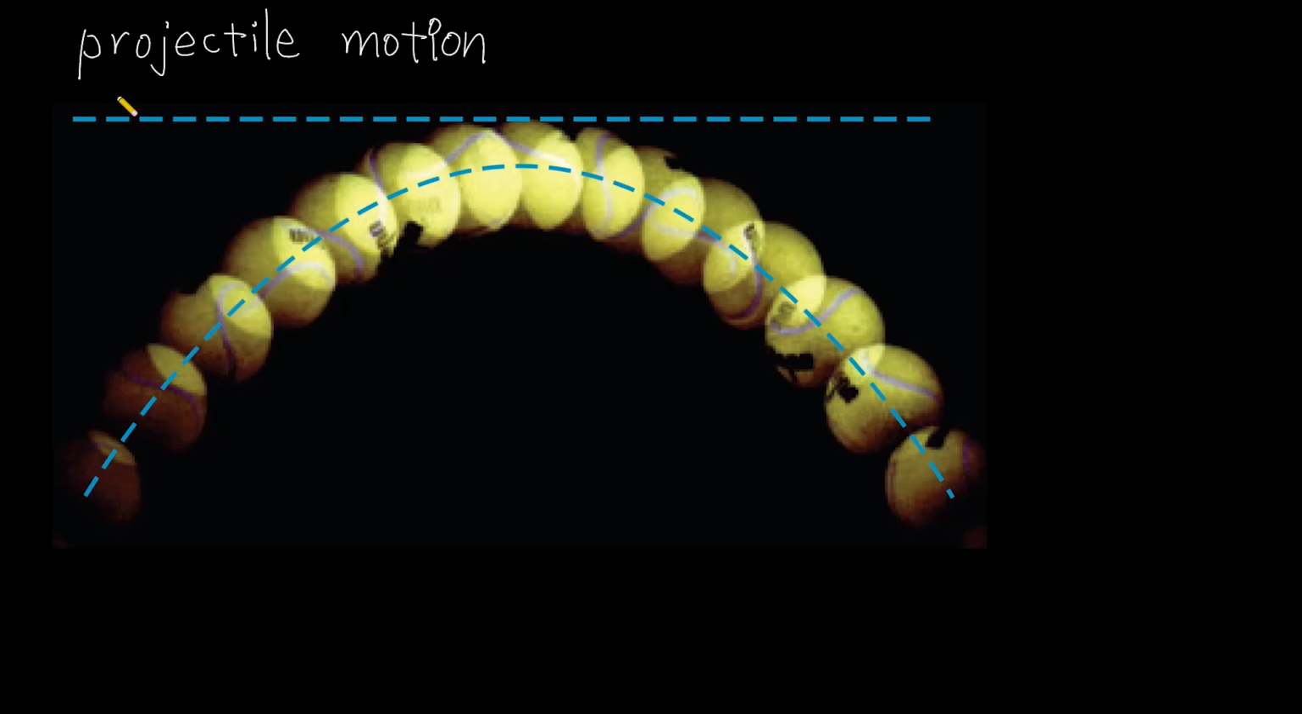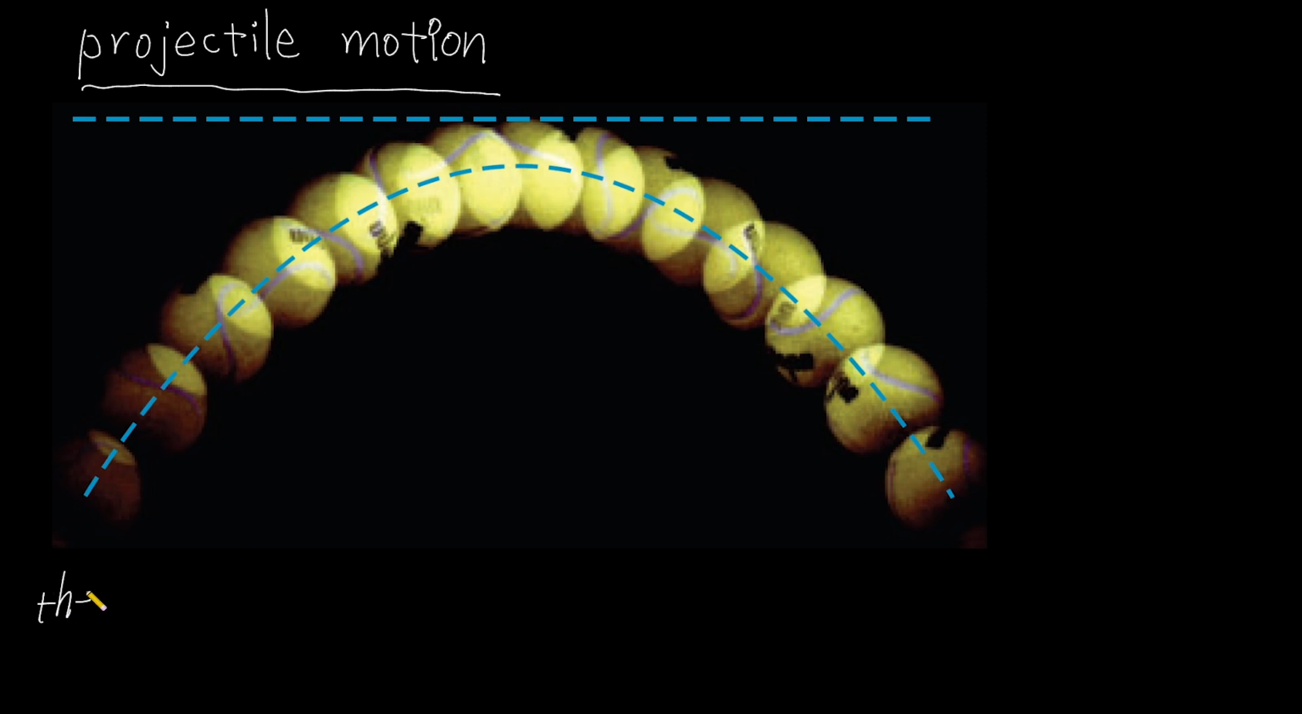In this video, I'm going to talk about projectile motion. This picture shows the trace of a tennis ball after the ball was hit by a racket. The trace is the curve of a parabola. Now the ball is a projectile.